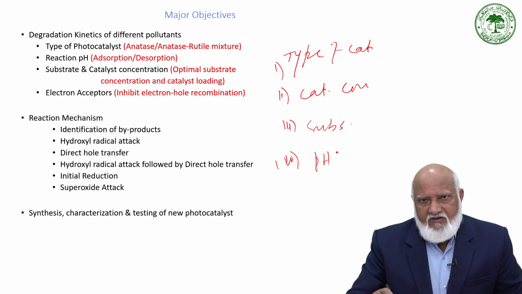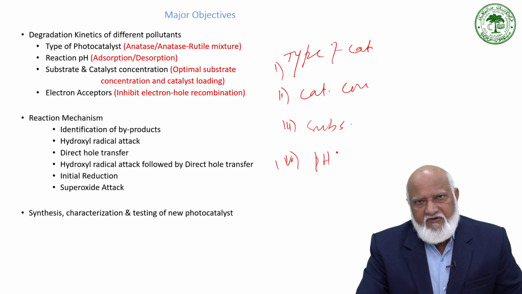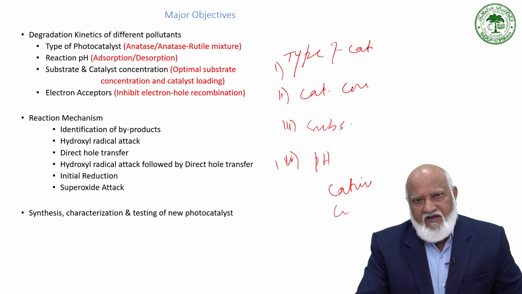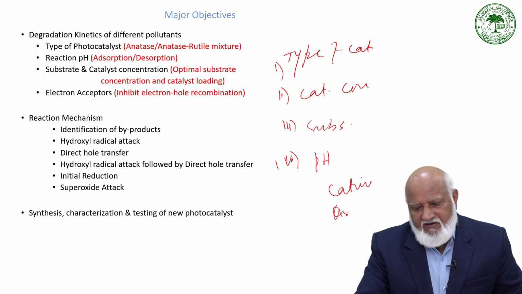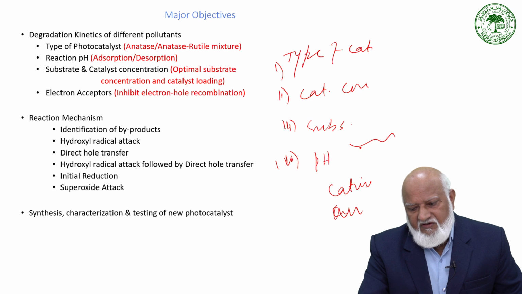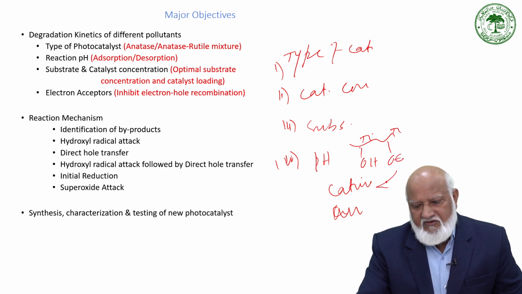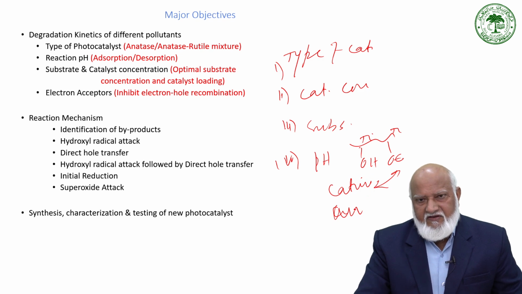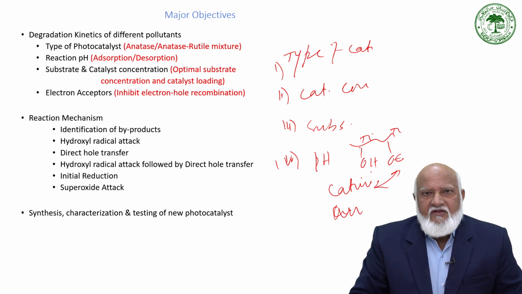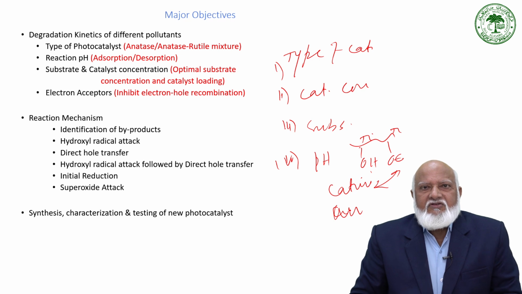Some of the dyes we would like to degrade are cationic dyes and some are anionic dyes. So if the surface of the TiO2 is OH or O minus, depending upon that, it will be better adsorbed with a cationic dye or an anionic dye. So pH is extremely important in these surface reactions.